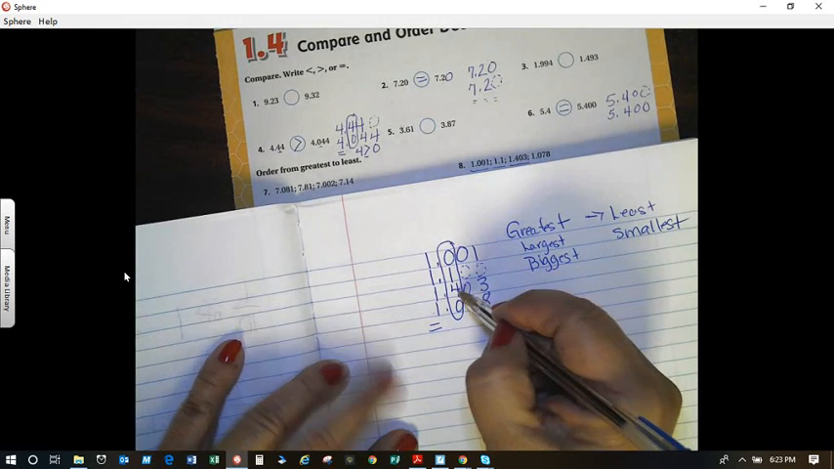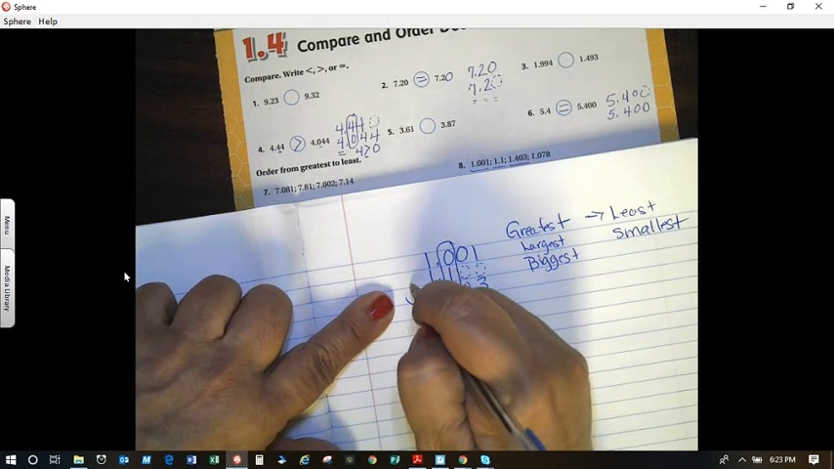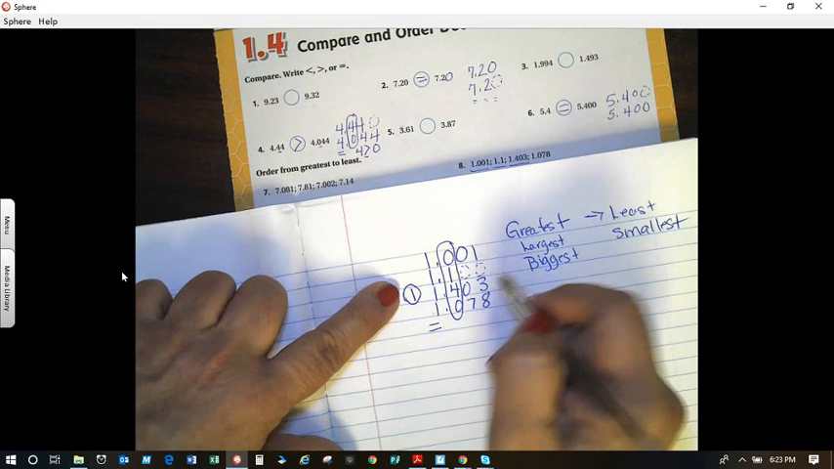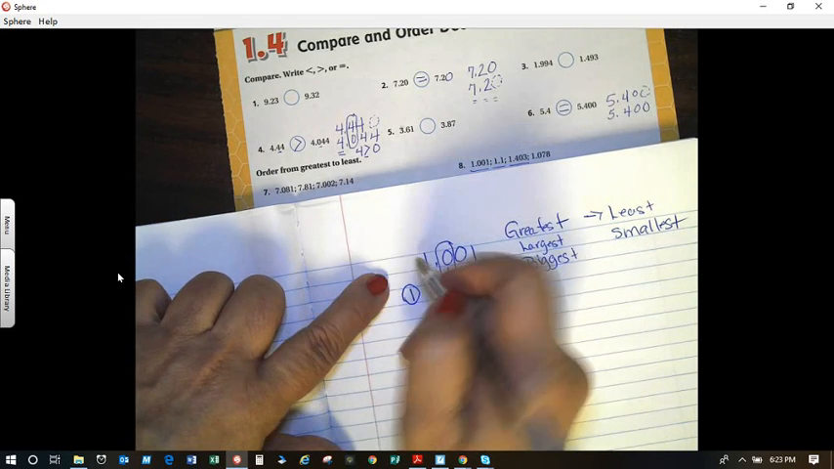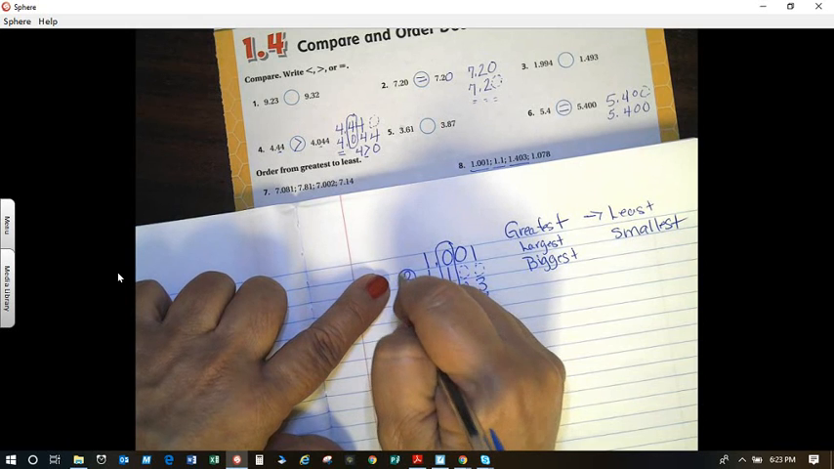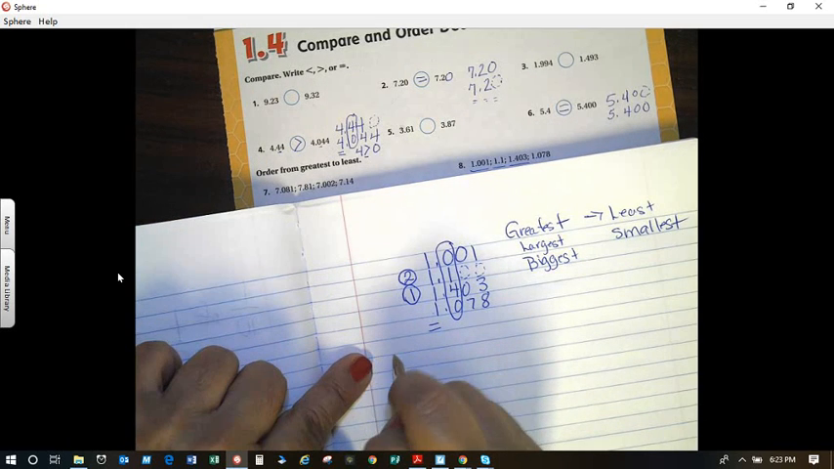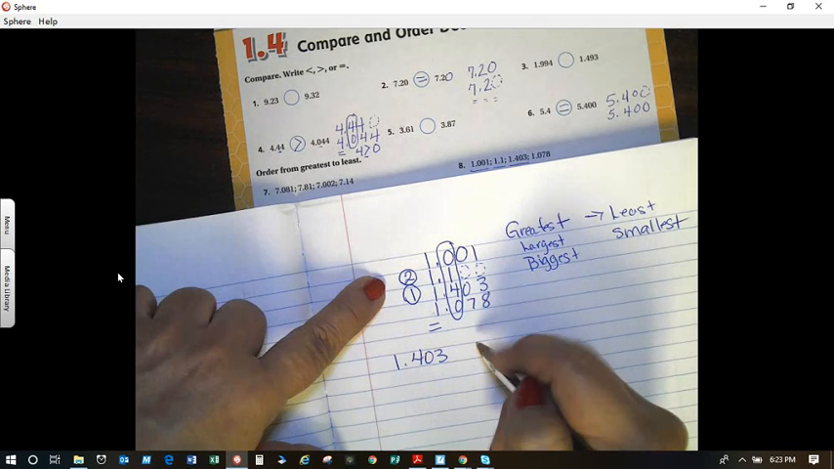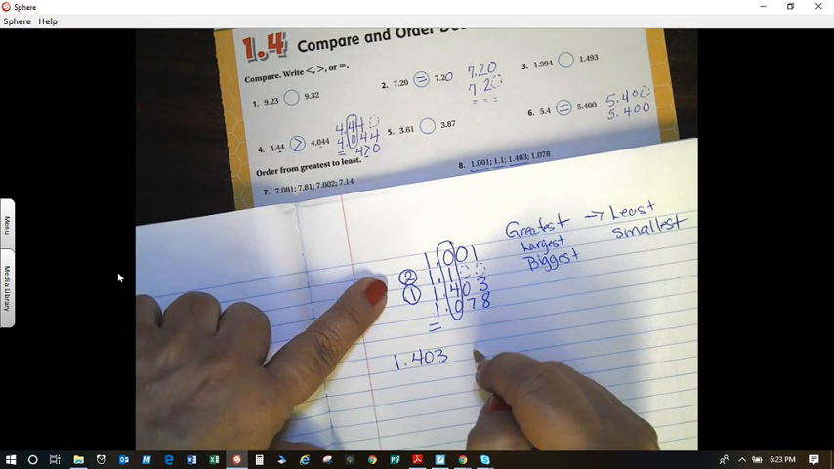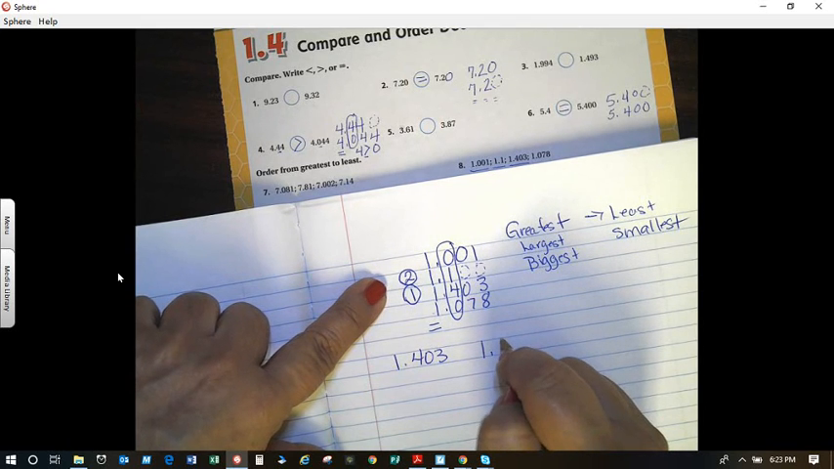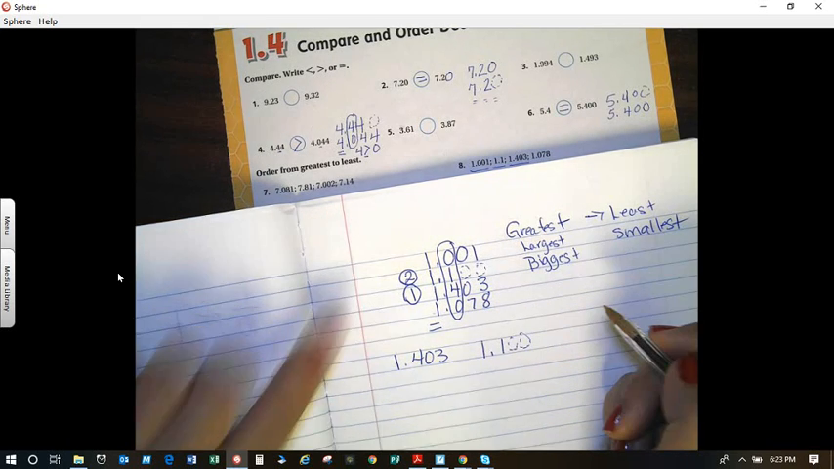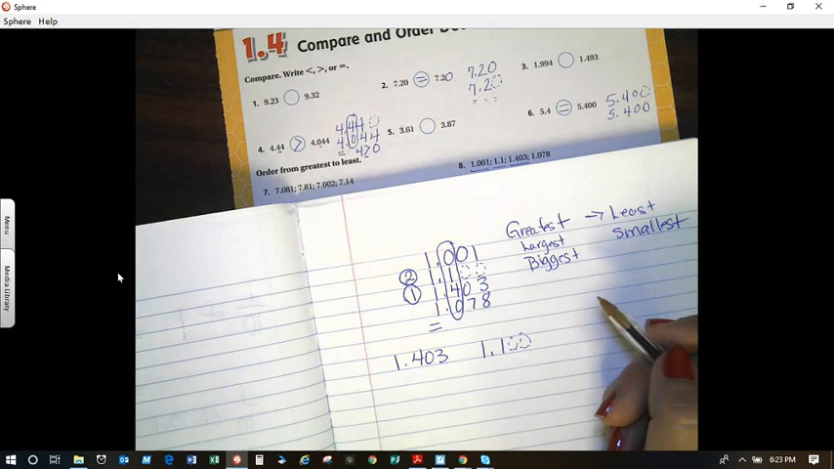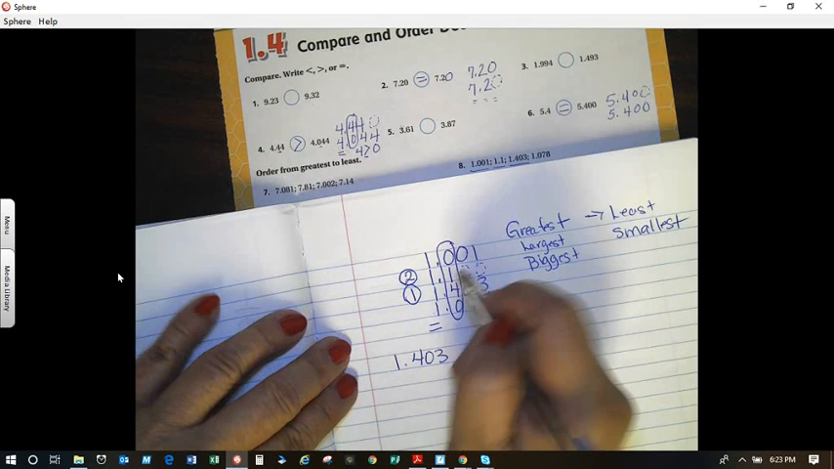I'll move that over. So this is the first one, so I'm going to put 1 because that's the one I would list first. And then this is my second one that I would list second. So I'm going to go ahead and write those out. 1 and 403 thousandths. The next one is 1 and 1/10. And I'm just going to put my zeros here if that helps you, or you can just put the 1 and 1/10. Then I'm going to cross these out because I'm done here.